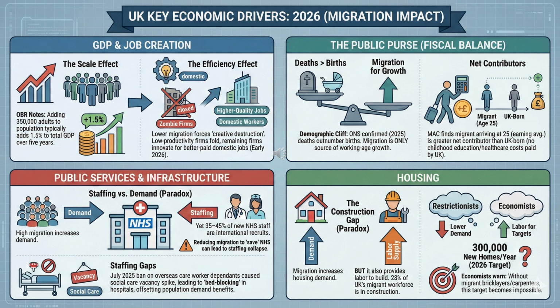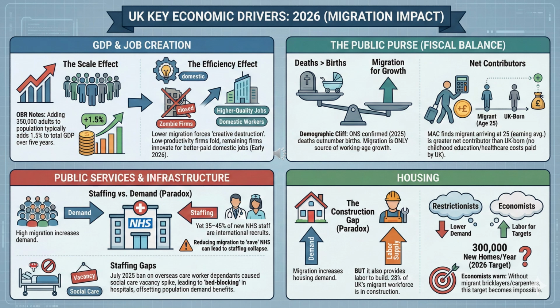Public services and infrastructure. Staffing versus demand. This is a paradox. High migration increases demand for the NHS, yet 35 to 45% of new NHS staff are international recruits. Reducing migration to save the NHS can lead to a collapse in staffing. Staffing gaps. Following the July 2025 ban on overseas care worker dependents, vacancies in social care have spiked, causing bed blocking in hospitals, which offsets any benefit from reduced population demand.